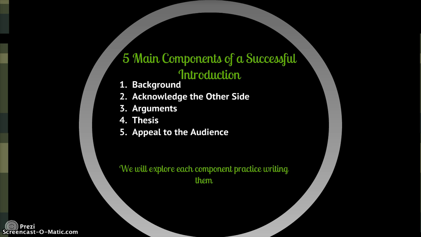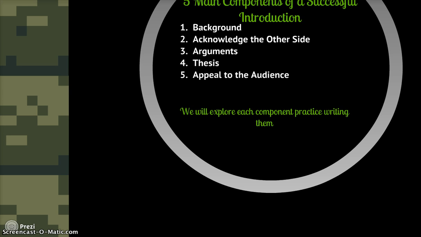The 5 main components of writing a successful introductory paragraph are listed below. You're always going to want to include your background. You always want to acknowledge the other side, include your arguments, your thesis or position statement, and lastly, you always want to appeal to your audience. We're going to explore each of these components as we move forward today. And then you will be able to practice writing them tonight for homework.